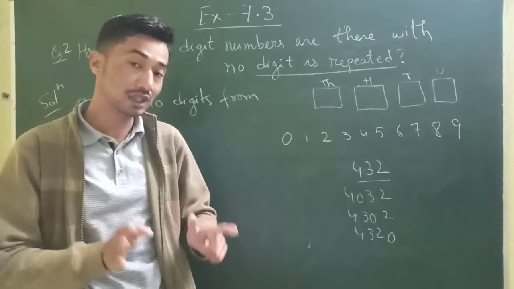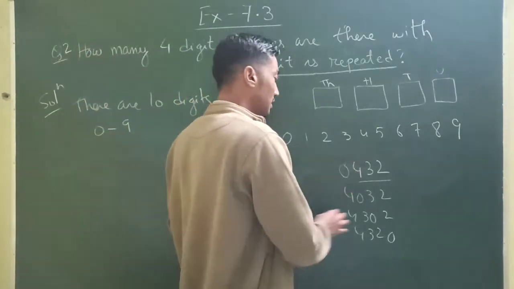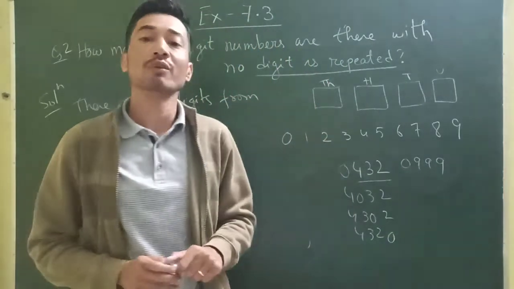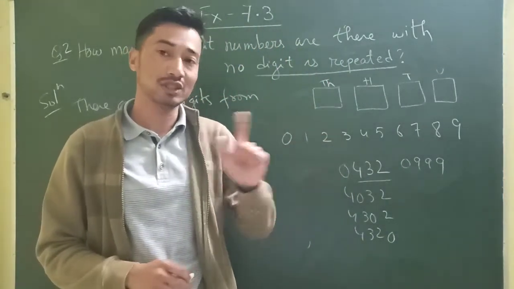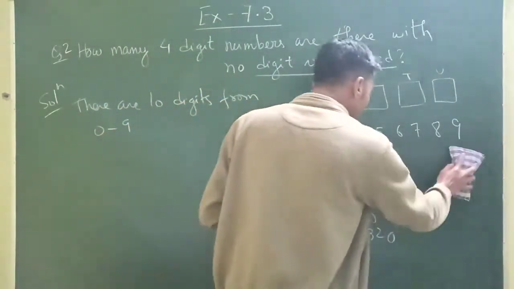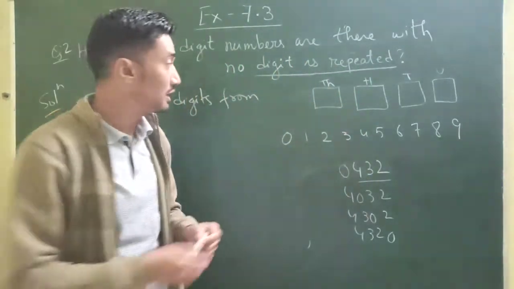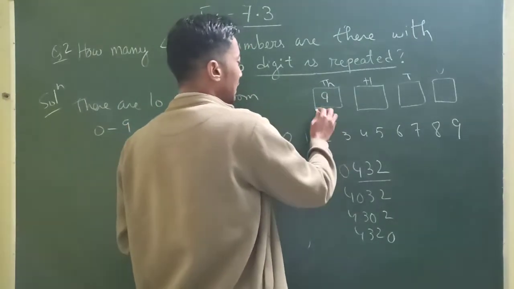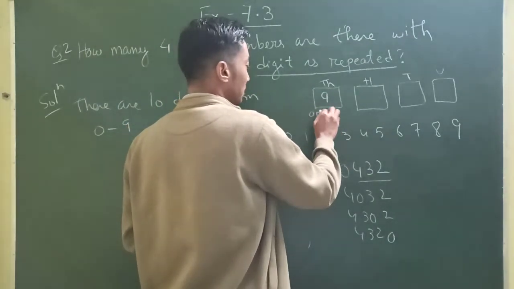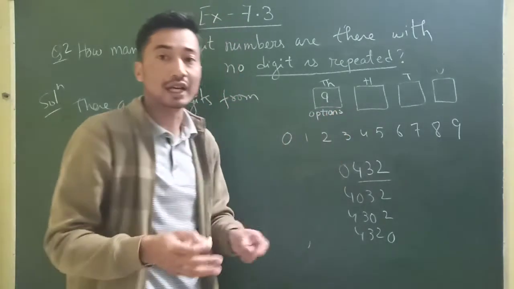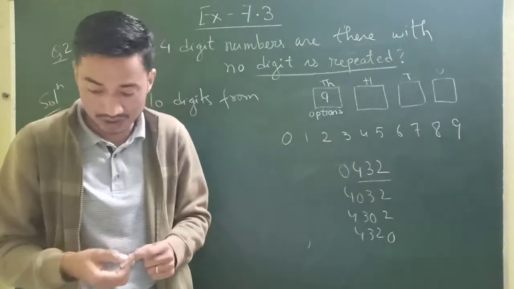This 0 can be used anywhere except in the first place, because 0999 is counted as 999, so that's only a 3-digit number. So I can't use 0 up here in the front. That means at the thousands place, I will have only 9 options. By writing the number 9, I mean 9 options, not the number 9.